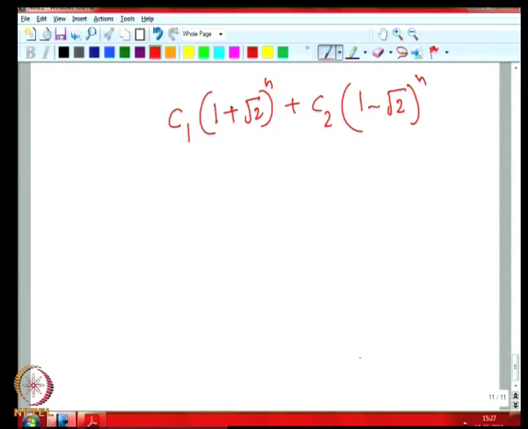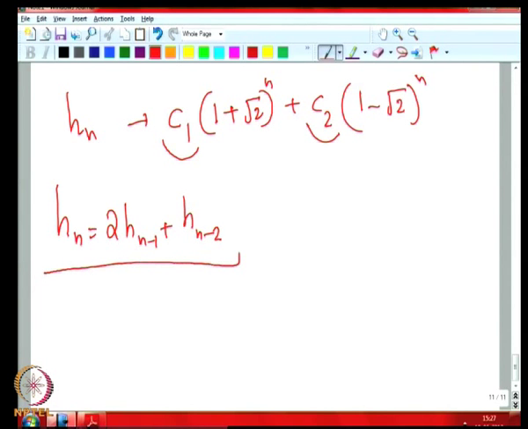This is the new solution proposed for Hn. We are claiming that for any C1 and C2 this is correct, that is what we have seen there. The recurrence relation, Hn equals 2 into Hn minus 1 plus Hn minus 2, will anyway be satisfied. The only thing we are worried about is the initial condition, namely when n equal to 0, what will happen.